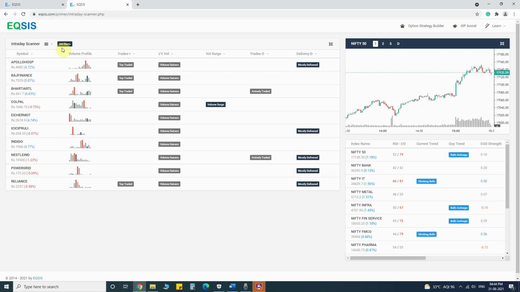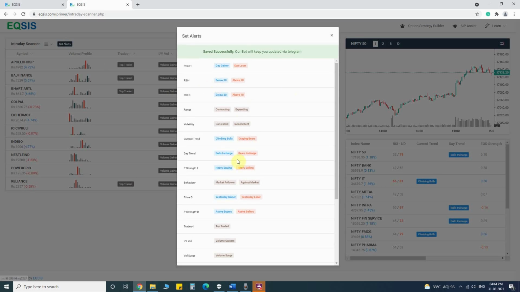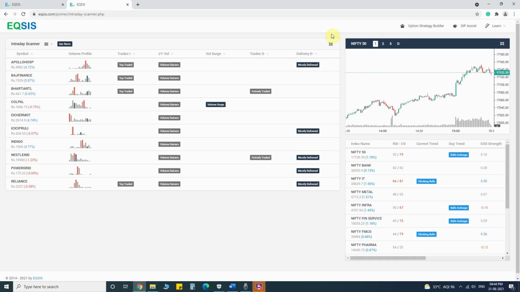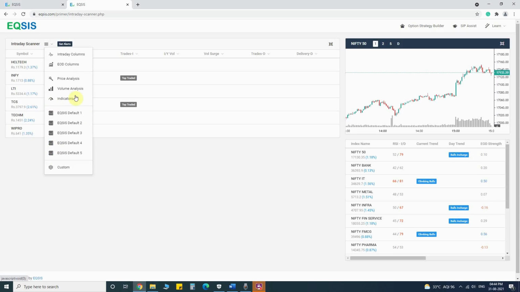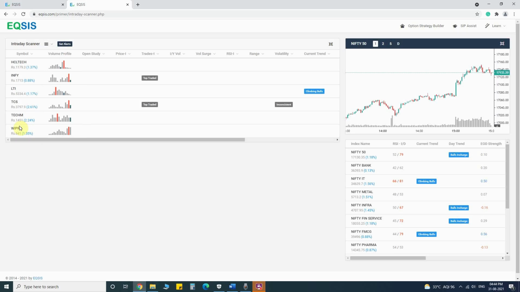I hope now you managed to activate your alerts with Telegram. Now set your alerts. This will be saved successfully and you will be getting these reminders. Coming back to the loading of these columns, if you see, IT is really doing well. In one click you get all the IT stocks, and then among IT this is a top traded, and you see the volume profile. And if you want to have your own custom columns, like intraday columns for the IT stocks, just customize the columns. You get to know there is a climbing bulls signal on LTI, but there is inconsistent behavior in TCS.